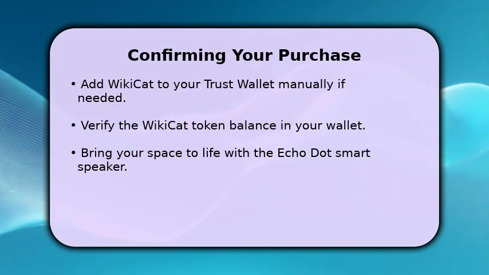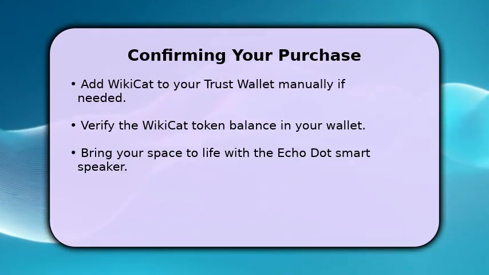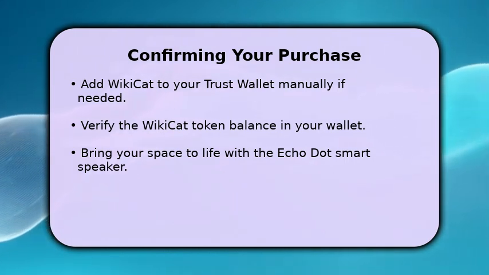If Wikicat doesn't appear automatically, you may need to add it manually using its contract address. Simply tap the Add Custom Token option and paste the address. Once added, you can verify your new Wikicat balance. Congratulations, you've successfully purchased Wikicat.